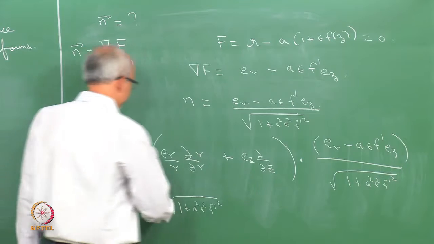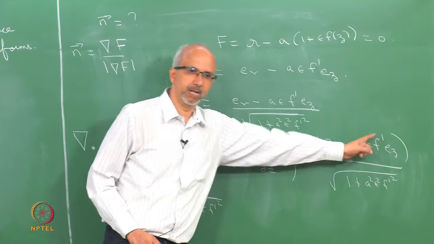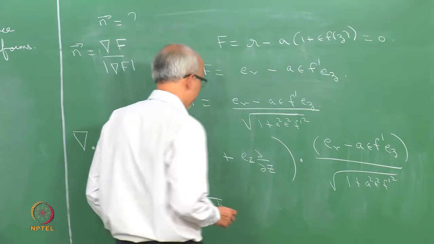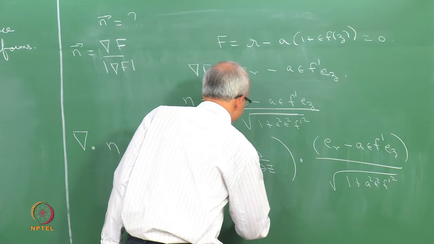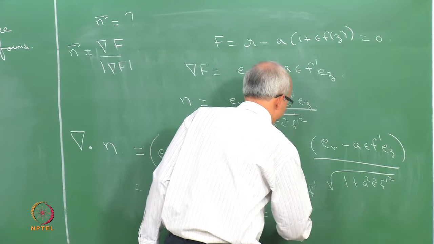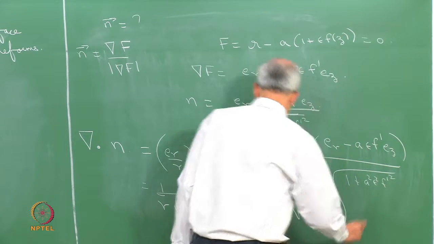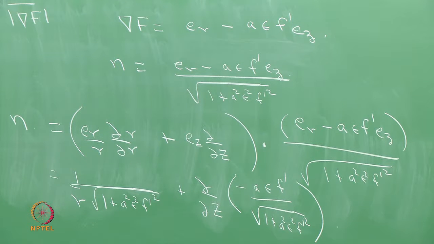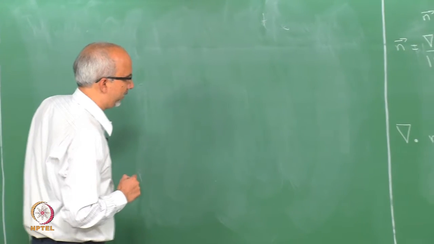This is just mathematics, so you do not have to worry too much about it. Now you remember that this is a function of Z, so you have to use some quotient rule like we did the last time, plus d by dz of minus a epsilon f prime divided by square root of 1 plus a square epsilon squared f prime squared. Okay. So use the quotient rule now. It is going to be similar to what we did. I would like to actually write the answer, but I am not sure of the sign, minus or plus. So I just have to do it again.